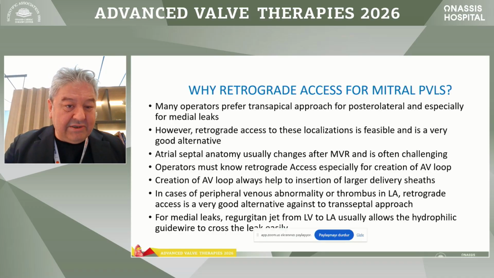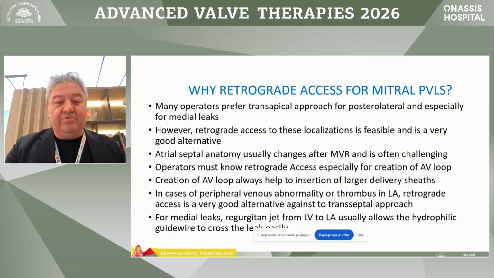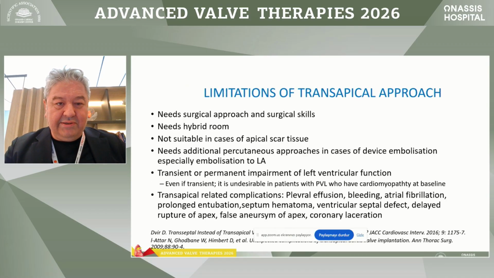Operators must know retrograde access, especially for creation of an arteriovenous wire loop, and creation of an arteriovenous wire loop always helps the insertion of larger delivery sheaths. And in cases of peripheral venous abnormality or thrombosis in the left atrium, retrograde access is a very good alternative to the transseptal approach. And for medial leaks, the regurgitant jet from left ventricle to left atrium usually allows the hydrophilic guide wire to cross the leak easily.